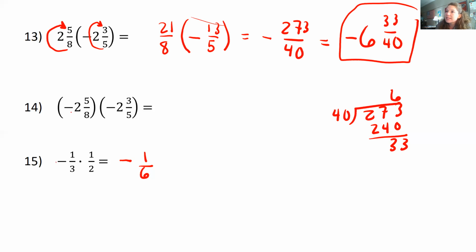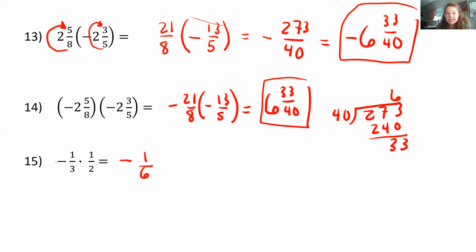All right, so since my digits are the same, I'm going to get the same numbers. I'm going to get negative 21/8 times negative 13 over 5. And then what's a negative times a negative? It's a positive. So my answer is positive 6 and 33 over 40. All right, how'd you guys do?